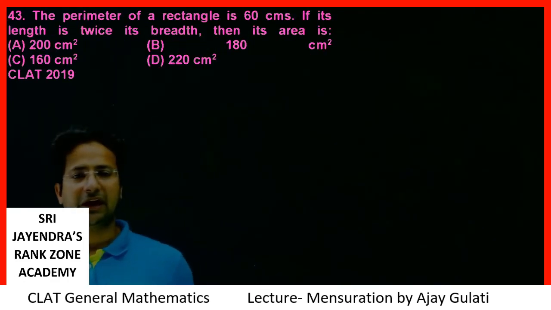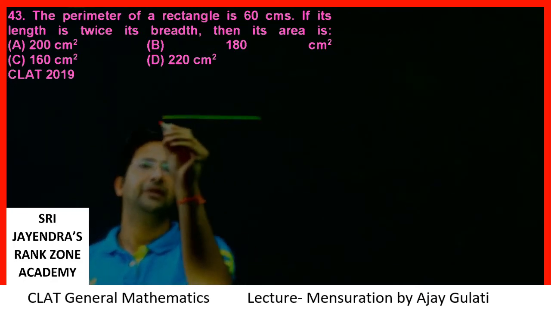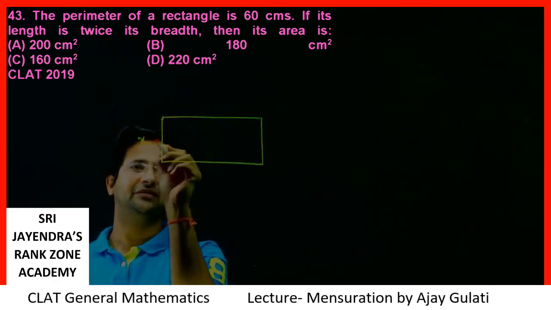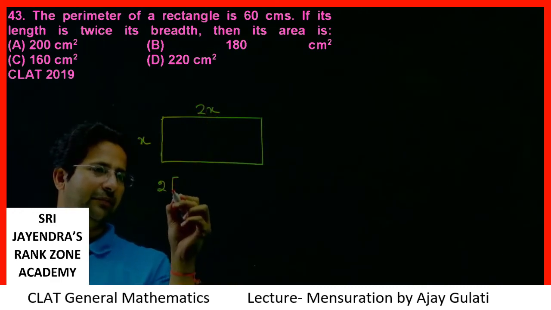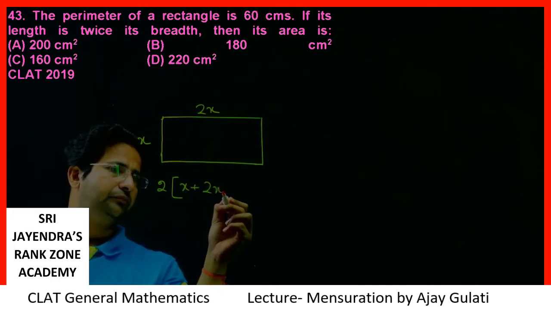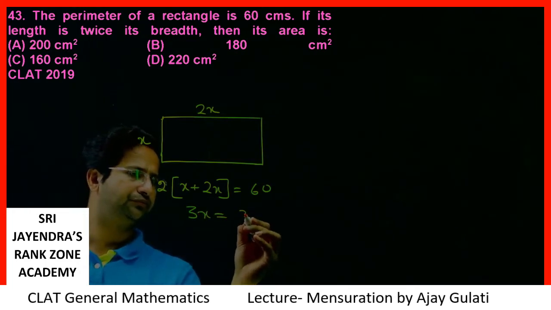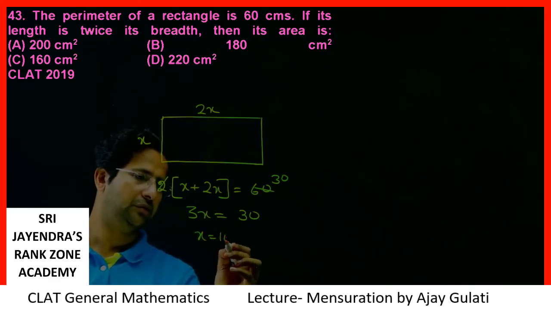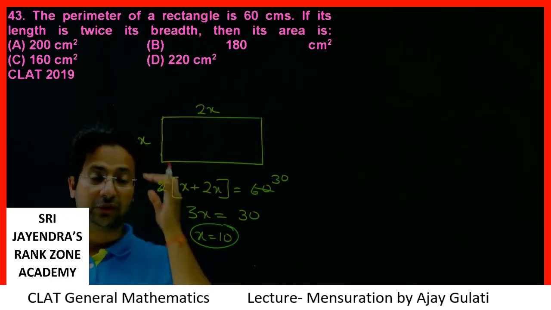The perimeter of a rectangle is 60 centimeter. Its length is twice its breadth. Then the area is, see students, rectangle length is double the breadth. This is x, so this becomes 2x. Now, what is the perimeter? Perimeter is double of length plus breadth. This is given to us as 60. I can say this 3x is equal to 30. X comes out to be 10. Okay, dear students.